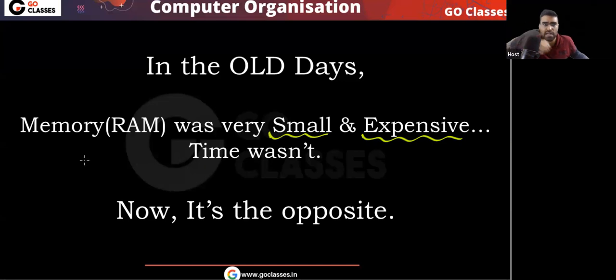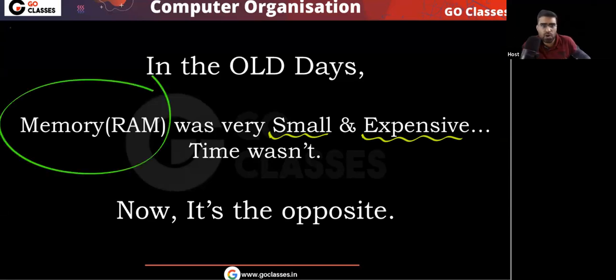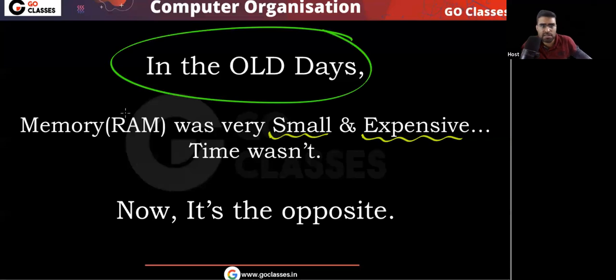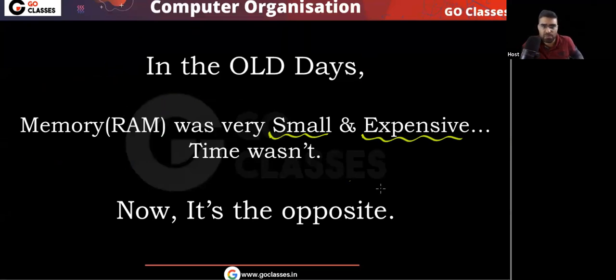That is the reason CISC architecture was used. Don't worry, you might be thinking, what is CISC architecture? What is RISC architecture? I will explain that. But remember, in the very old days, memory was very expensive. Nowadays, memory is very cheap. You can purchase 16 GB memory, maybe 32 GB RAM in your computers. So nowadays memory is very cheap, but time matters.